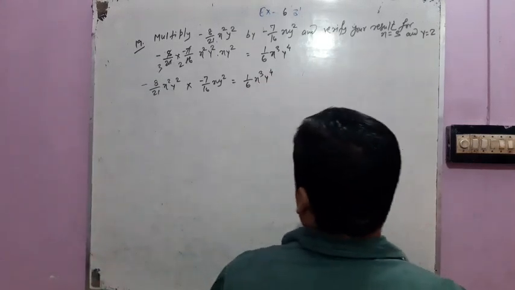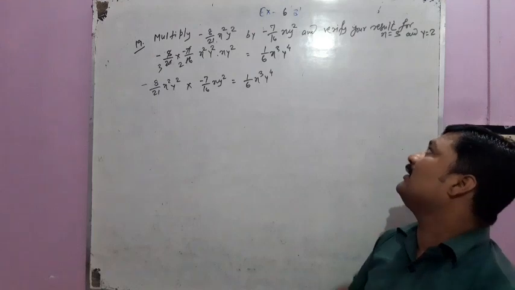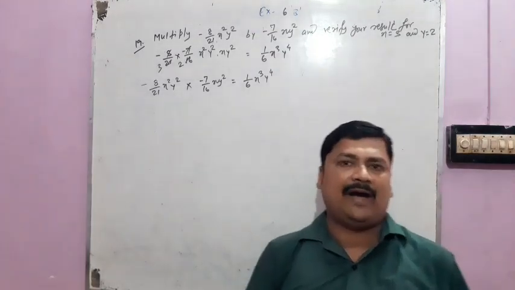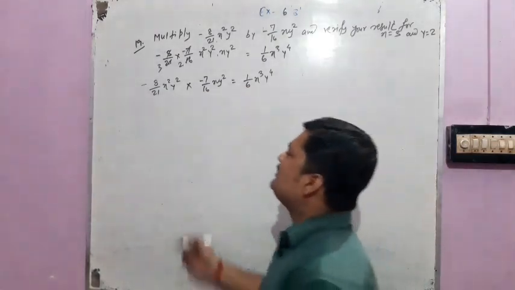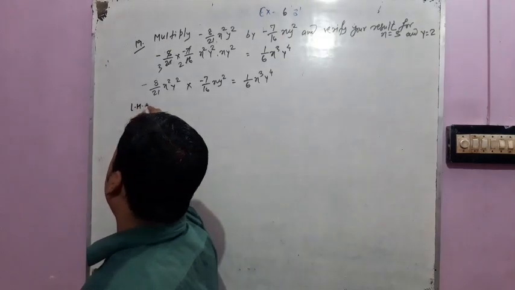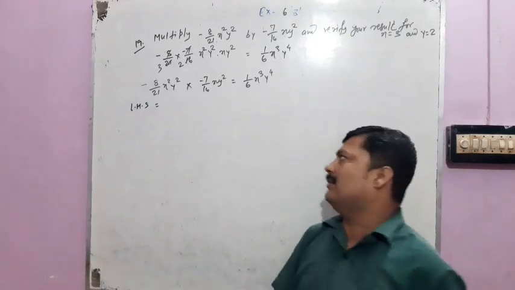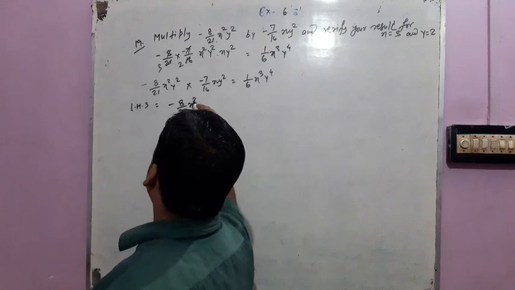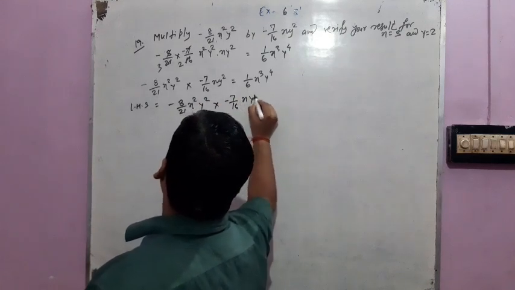Okay, when we multiply both of these terms, what will we get? We will get 1 by 6 x cube y to the power 4. Now students, we have to verify our result for x is equal to 3 and y is equal to 2. So how will we verify? We have to keep the LHS and RHS terms separate. So first we are going to take the LHS term. The term that lies left of the equal sign is called the LHS, left hand side term. So here we are writing minus 8 by 21 x square y square into minus 7 by 16 xy square.